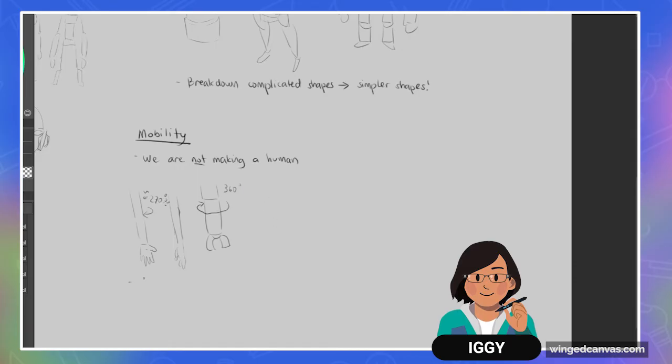Keep that in mind. This is the one you should take the most time on, because this is what pretty much decides how you would design it. You would design around the mobility. And then another thing: it's not just about limitless movement.